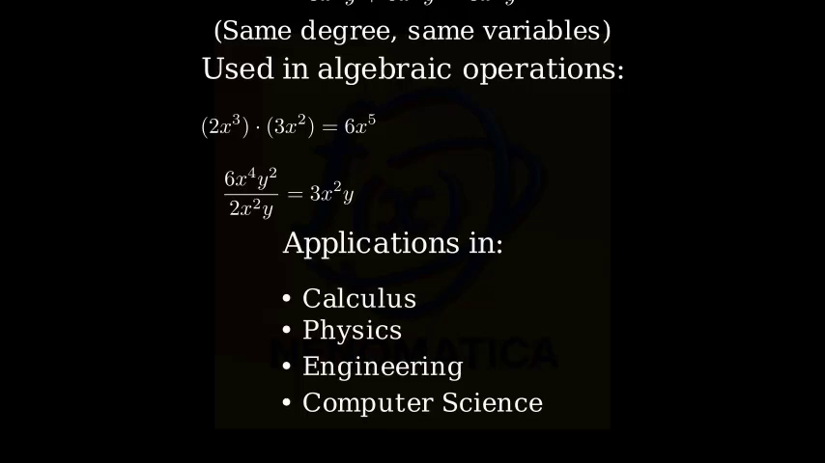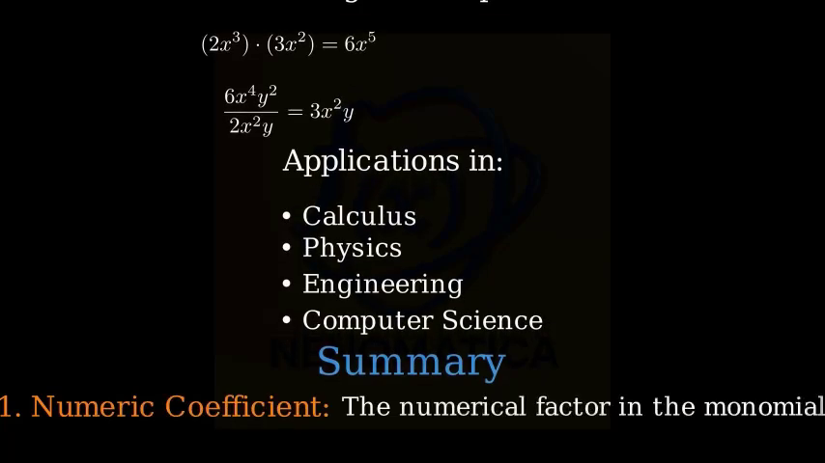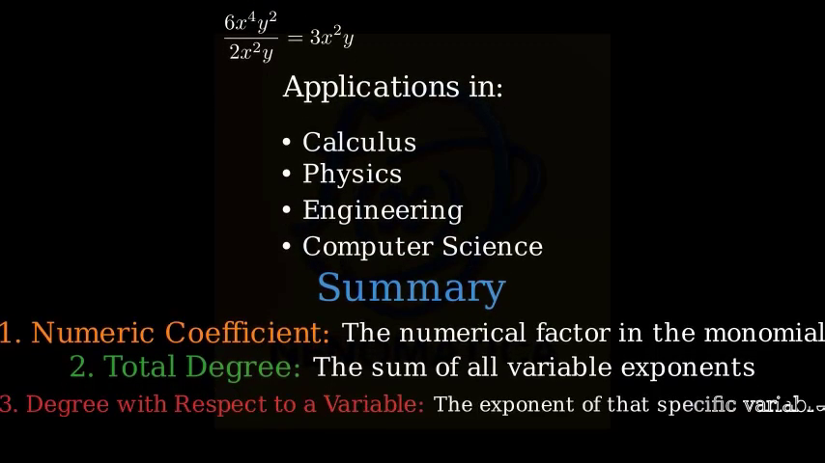Let's summarize what we've learned today. We've covered three important concepts related to monomials. First, the numeric coefficient, which is the numerical factor of the monomial. Second, the total degree, which is the sum of all variable exponents. And third, the degree with respect to a specific variable, which is the exponent of that variable in the monomial.